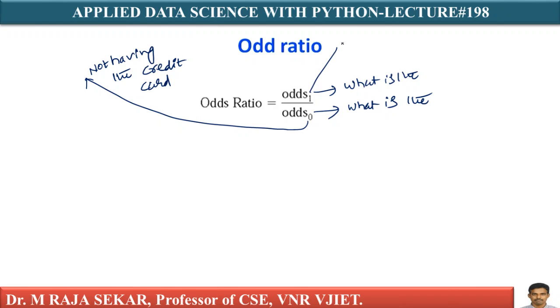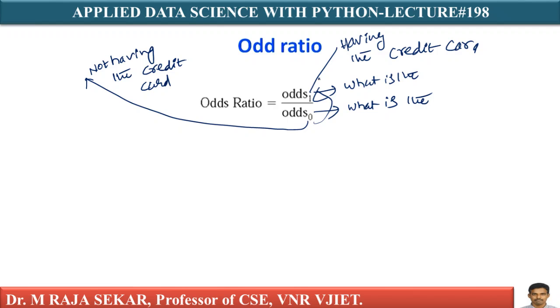1 means what? Having the credit card. The 0th level means not having the credit card. The first level means having the credit card. We are jumping from one level to another level, from the 0 level to the first level.